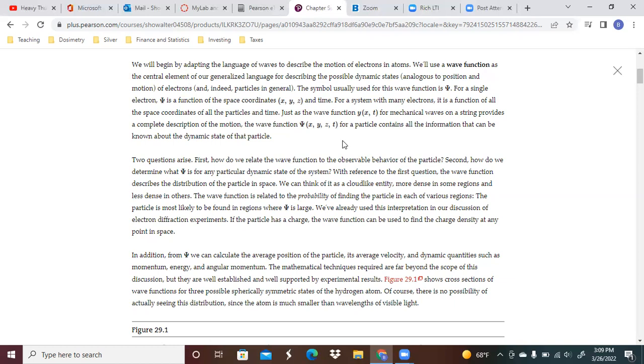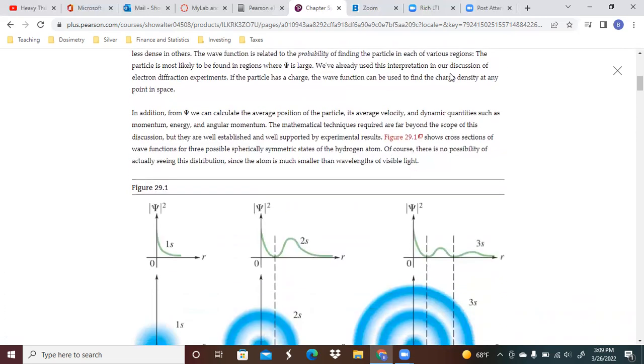So the particle is most likely to be found in regions where psi is large. We've already used this interpretation in discussion of electron diffraction experiments. If the particle has a charge, the wave function can be used to find the charge density at any point in space. So in addition, from psi, we can calculate the average position of the particle, its average velocity, and dynamic quantities such as momentum, energy, as well as angular momentum.